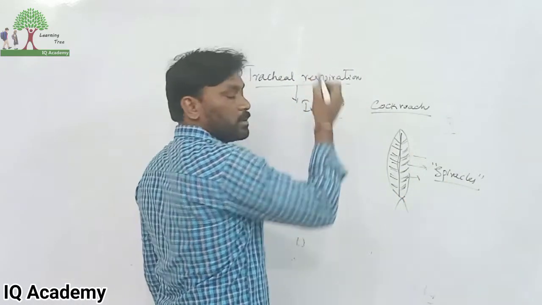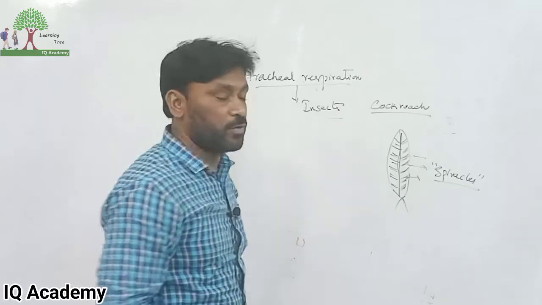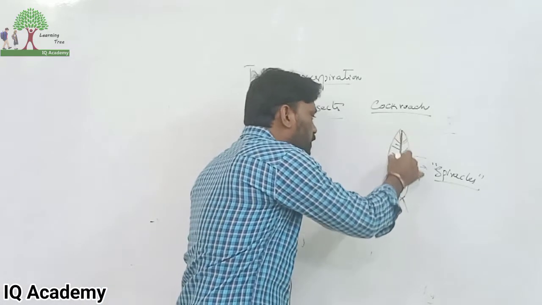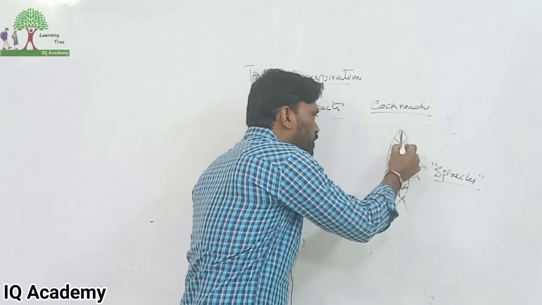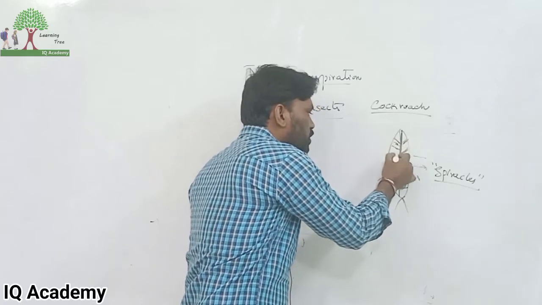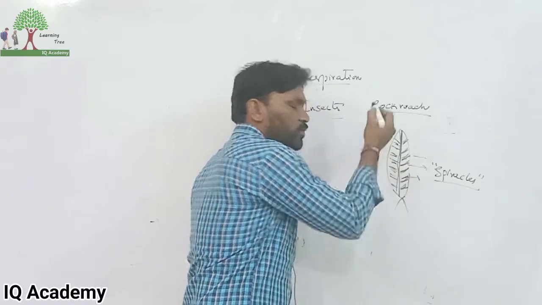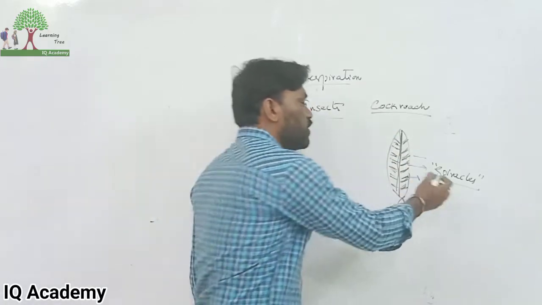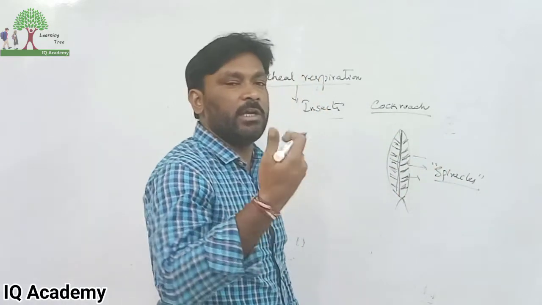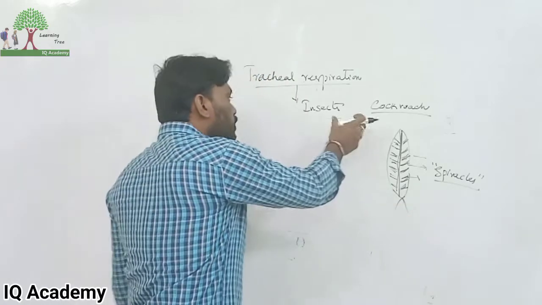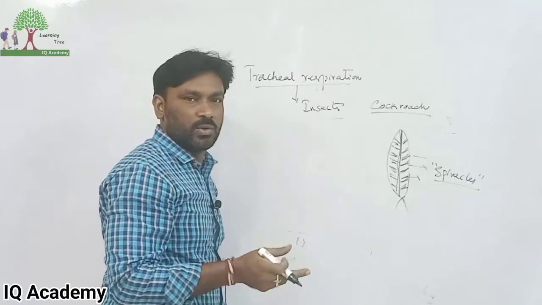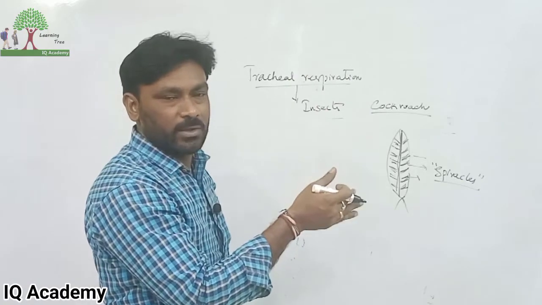So in insects, the best example being the cockroach, the trachea is divided into small line-like structures with air spaces. These are called spiracles, and with the help of these spiracles, exchange of gases takes place. As we take in oxygen and release carbon dioxide, in these insects also aerobic respiration takes place.